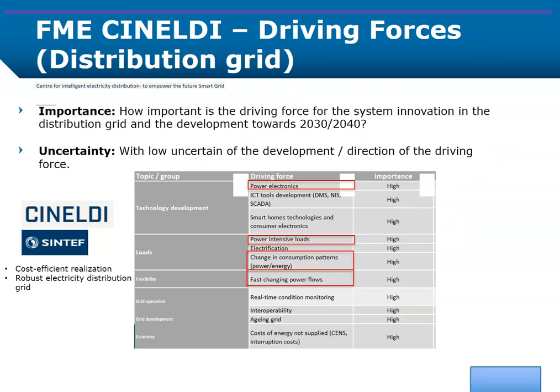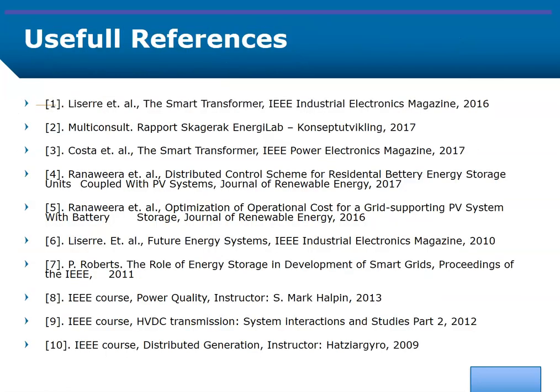What is important is the driving force: system innovation in the distribution grid and development towards that. They have made an overview of the driving forces, and they are saying that power electronics, power intensive loads, changing consumption patterns, and fast changing power flows are very strong driving forces. There are some uncertainties, of course, with low uncertainty of the development direction of the driving force, but this has a high impact and importance. So here are some useful references I used for this introduction lecture, if you want to go into more detail on this.